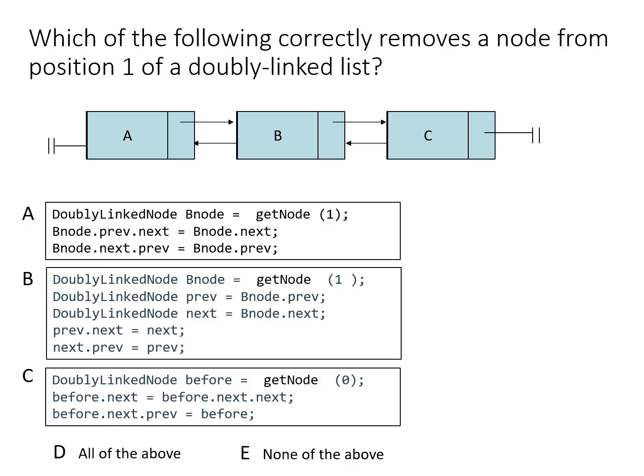Try it out. Which of the following is correct? Which of the following correctly removes the node at position i? Stop the video and try it with the top hat quiz. This question is called Remove at position i in doubly linked list.